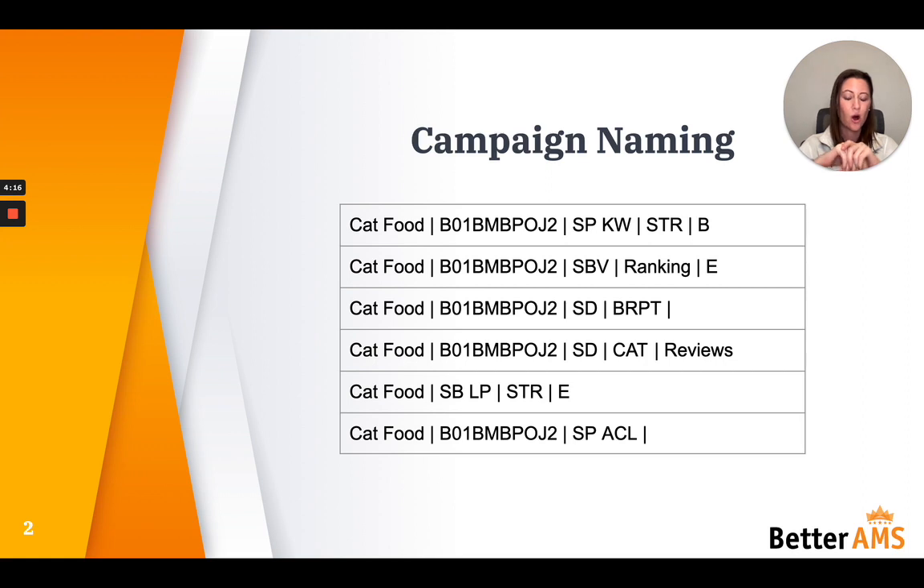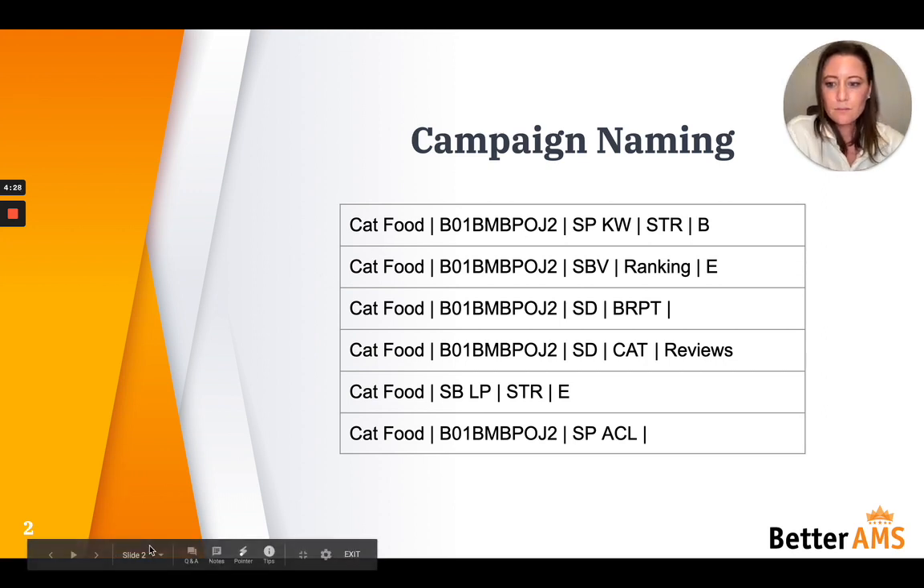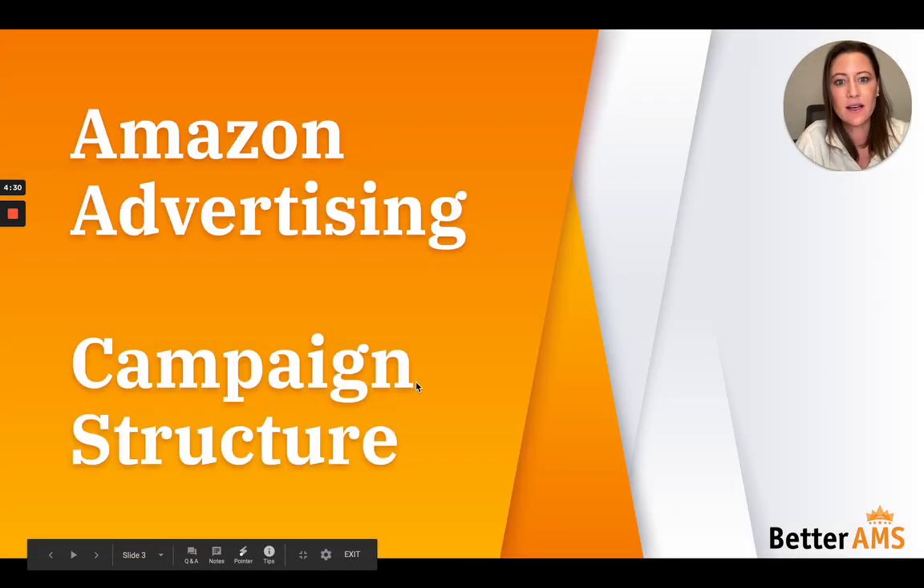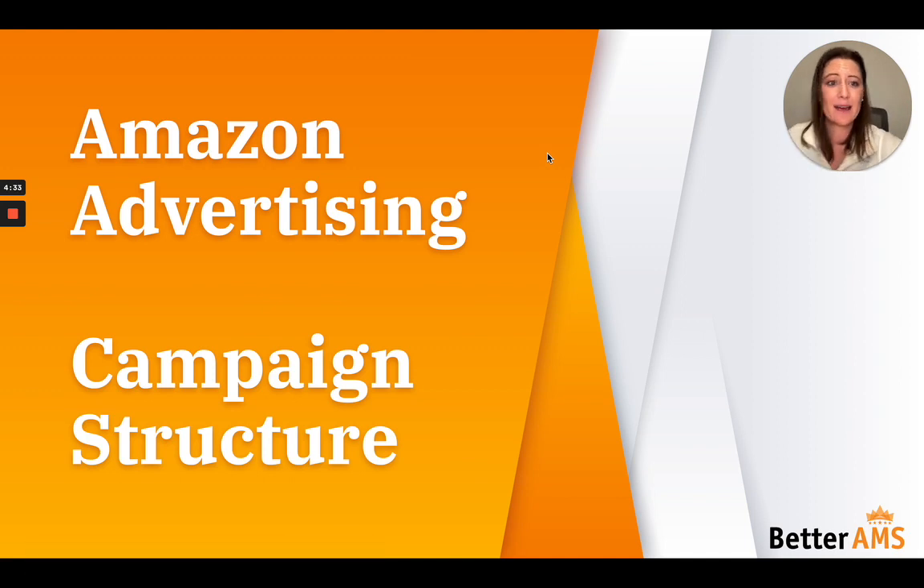I don't always segment my keywords by broad, phrase, and exact, and we'll talk about that later. But if I do, I go ahead and throw it in the naming just so I can compare them really easily within the Campaign Manager UI. So beyond campaign naming, we now have Amazon advertising campaign structure.